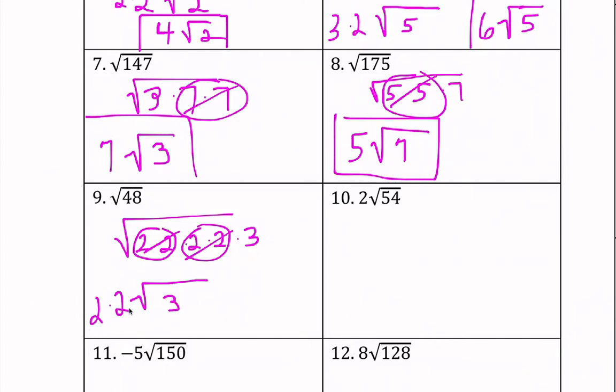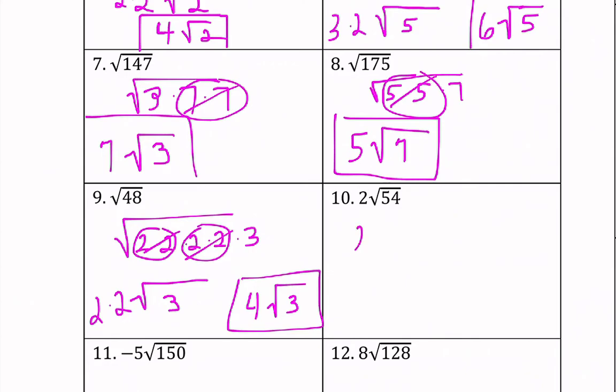All right, so we can simplify this part right here. So 2 times 2 is 4. And inside the prison is still a 3. So 4 square roots of 3. Okay, so this one is a little bit different because we already have this 2 already outside the prison, so I got to leave it out there, okay?